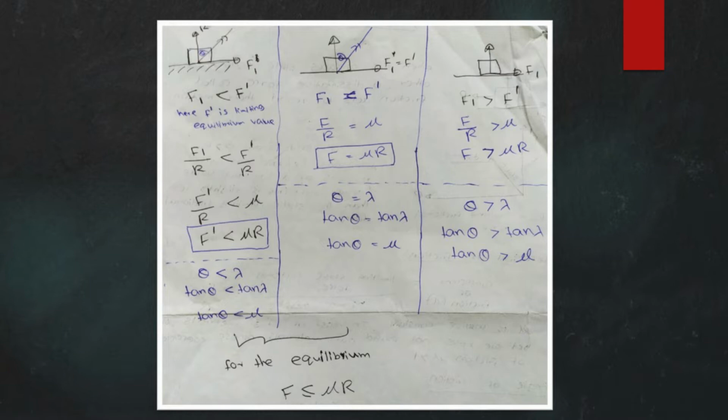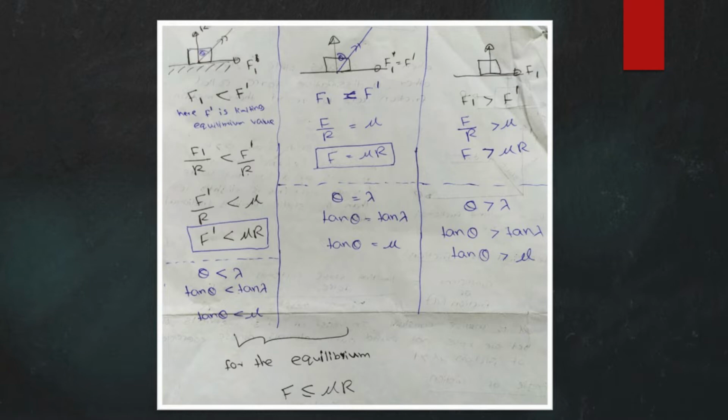If the limiting frictional value and your applied force are equal, then the object is trying to move on the surface, right? It's trying to move, but actually it's not. But if you increase the input force again, then what will happen? The particle is trying to move, right?